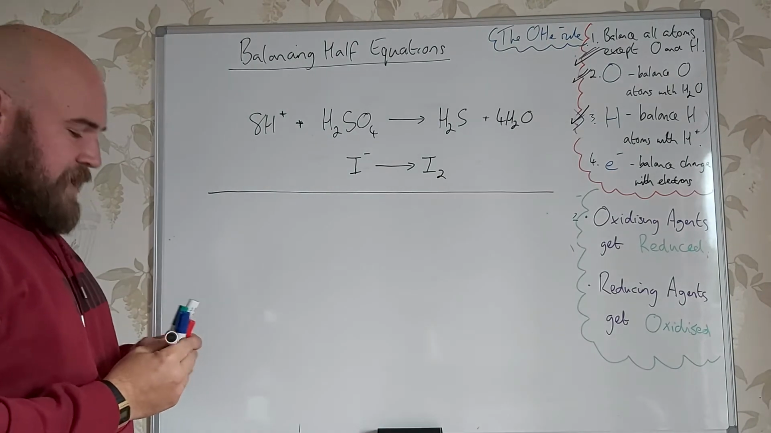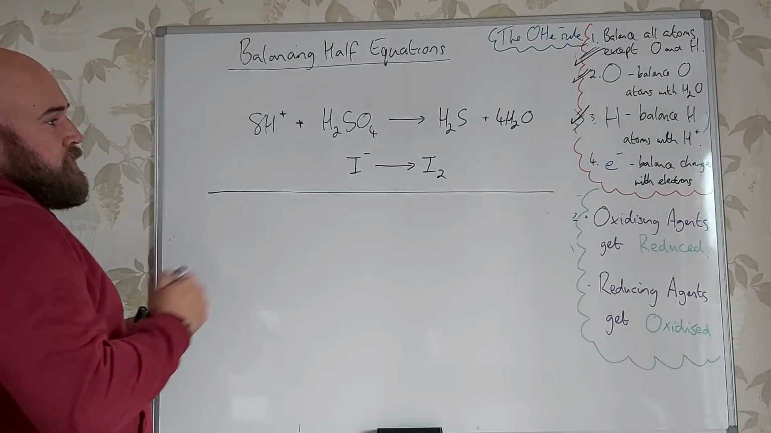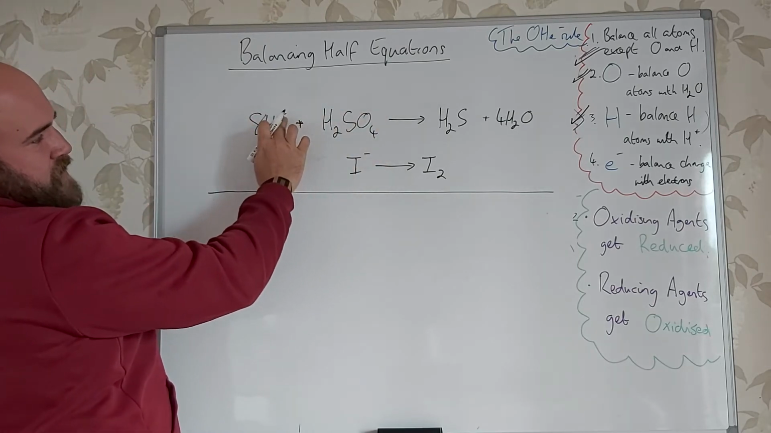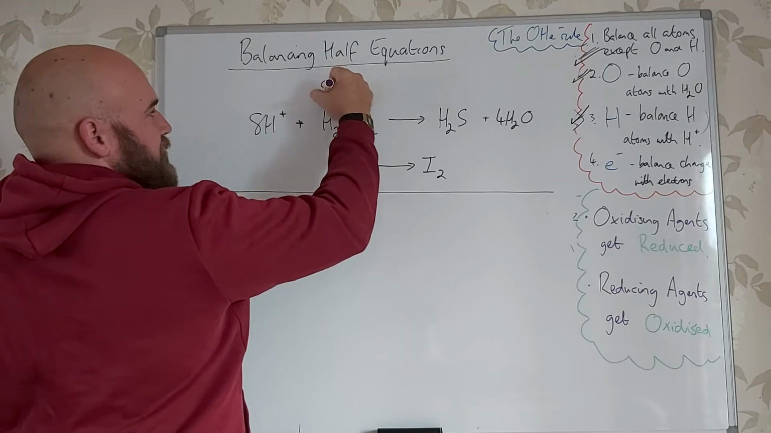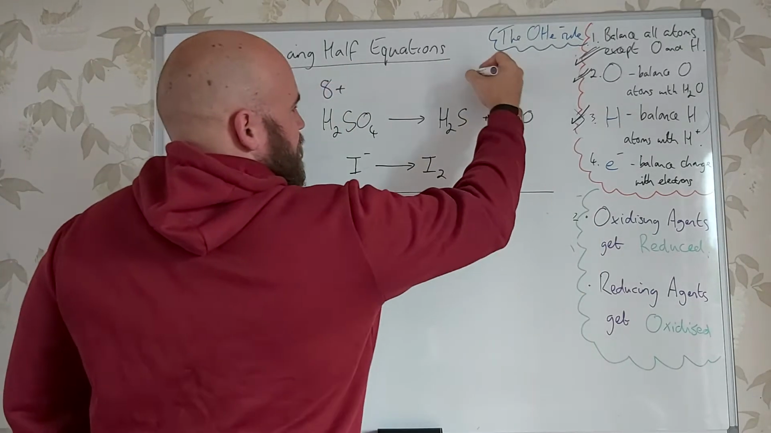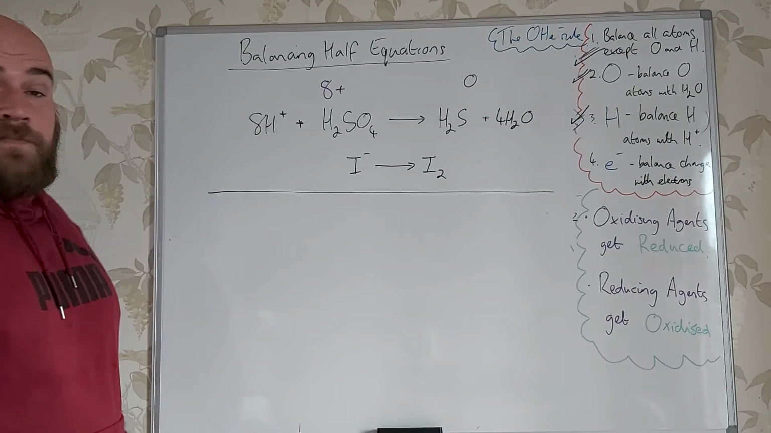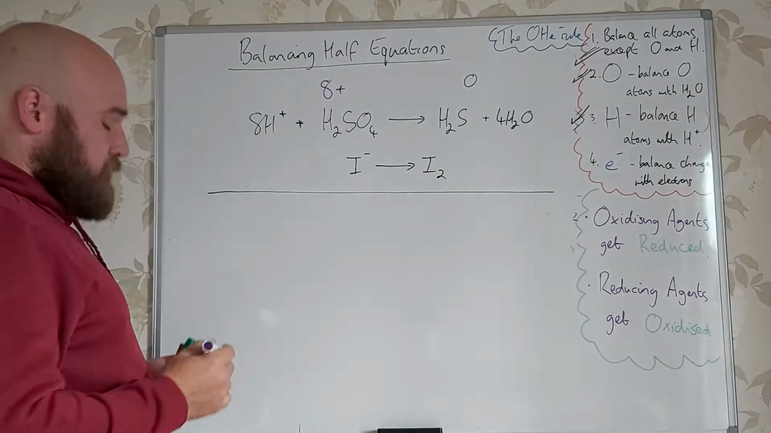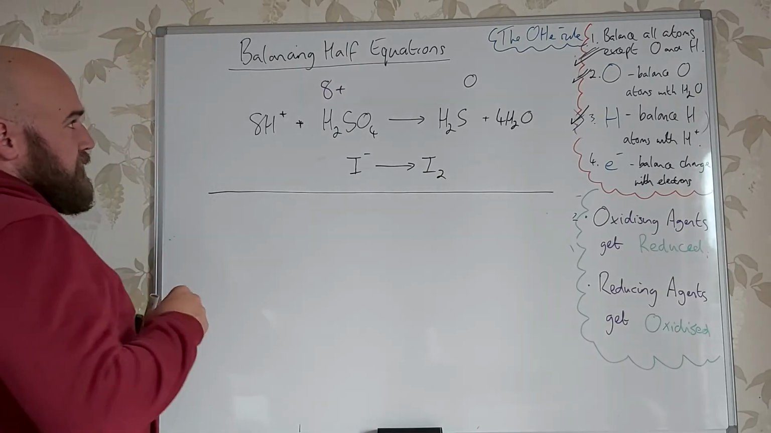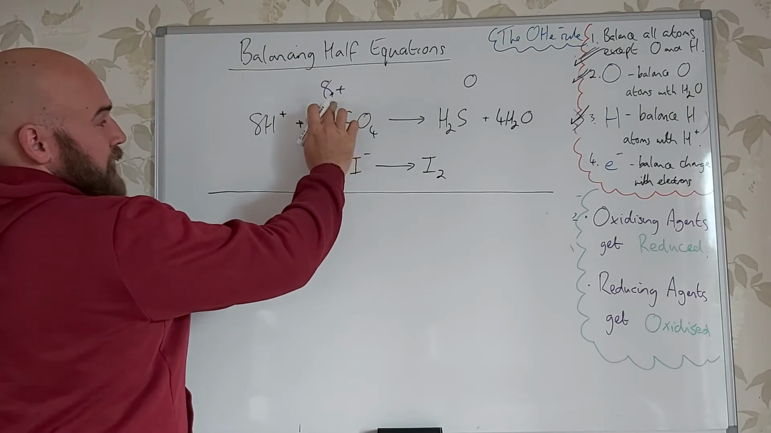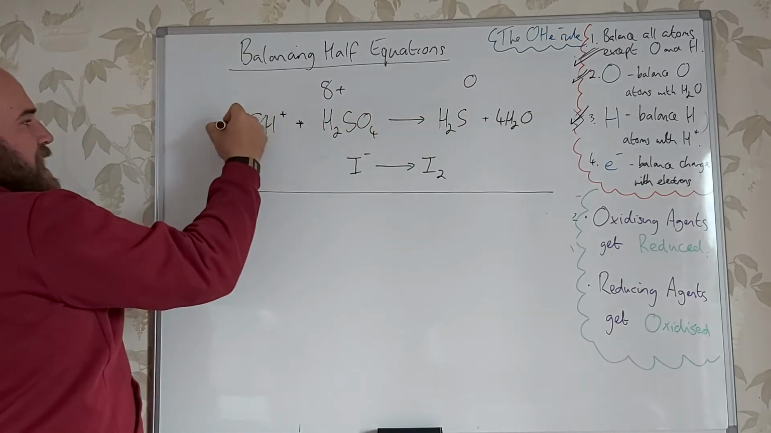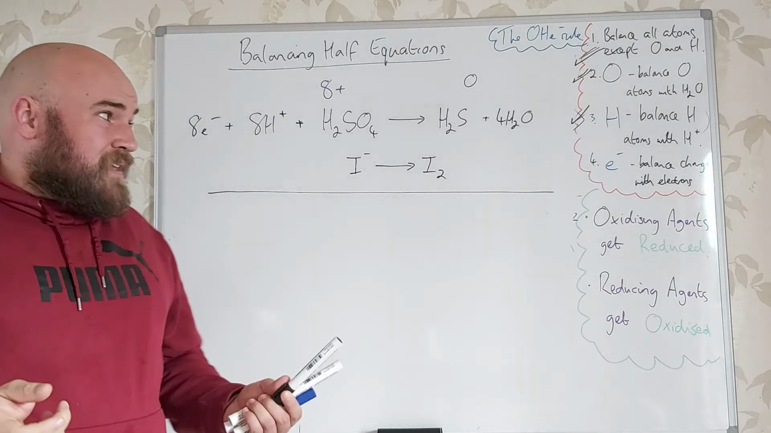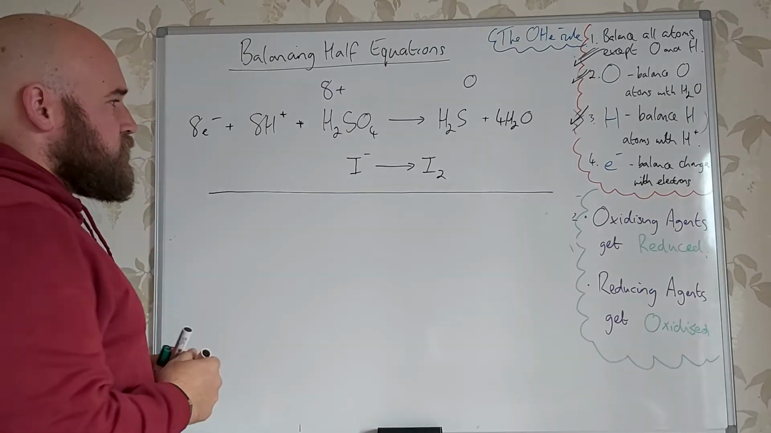So balance the charges with electrons. In total, on the left hand side, I've got 8 positive hydrogen ions, so that's 8 plus. And on the right hand side, I've got 0 charge. So again, you need to add electrons to the most positive side in terms of overall charge. So here, I've got 8 plus on the left, nothing on the right, so I'm going to add 8 electrons there. Okay, and the next one, there's no O's and H's, so it's quite straightforward, this one.